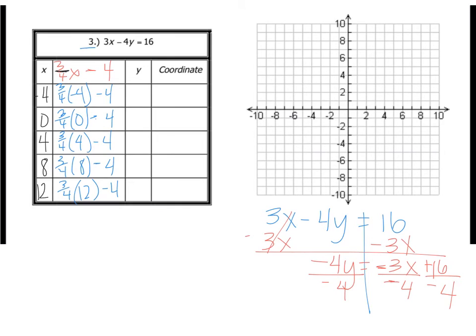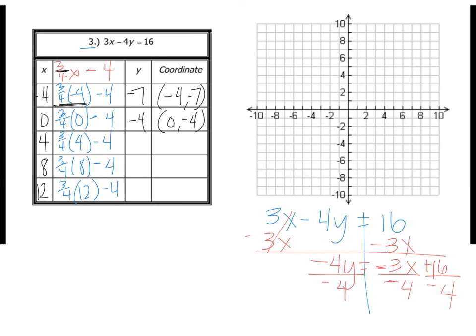So remember, when you multiply by a fraction, you're taking the whole number. In the first one, it's -4, and you multiply by the numerator, divide by the denominator. So -4 times 3 is -12. -12 divided by 4 is -3. So now I have -3 from this answer, minus 4 is -7. So -4, -7. Anything times 0 is 0. 0 minus 4 is negative 4. So I have 0, negative 4.